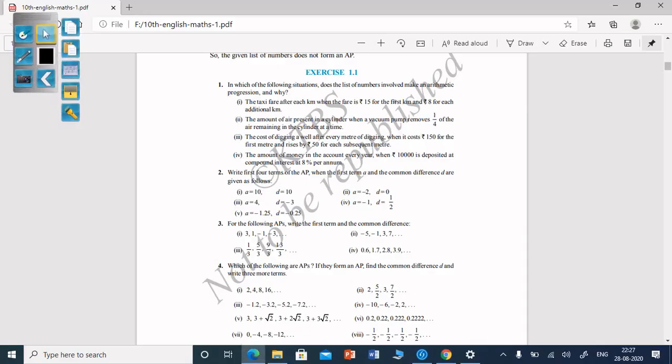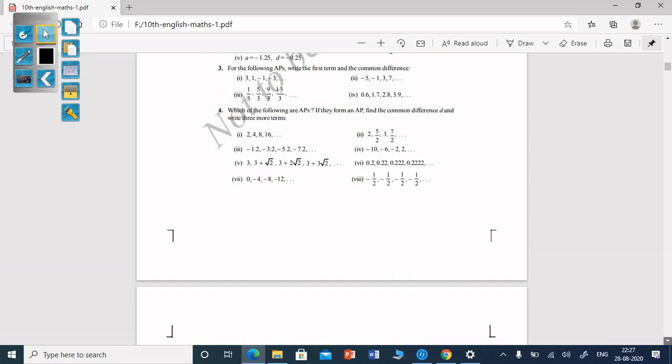Go to the next main, that is the fourth main, and a list of numbers is given here. You have to find which of the following are APs. If they form an AP, then find the common difference D. You have to check which of the following is an AP. If it is an AP, then you have to find the common difference and write 3 more terms.